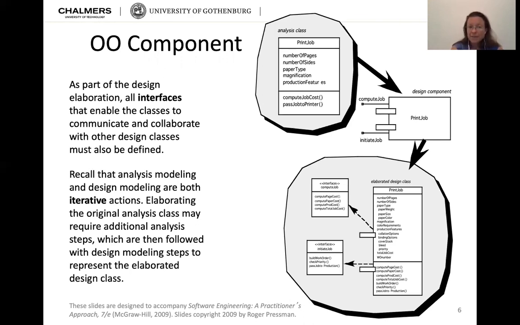So we'll recall that analysis modeling and design modeling are both iterative actions. So elaborating the original analysis class may require additional analysis steps, which are then followed with design modeling steps to represent the elaborated design class. So when you look at the elaborated design class in more detail, all of a sudden that print job has a ton more attributes and also quite a few more methods. And then it has those two explicit interfaces for compute job and for initiate job. And for both of those, you have a set of methods that can be called on that interface.